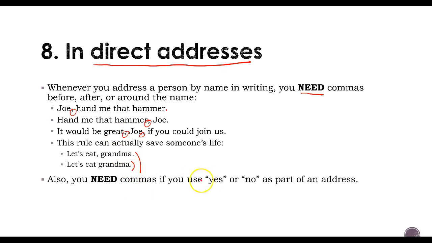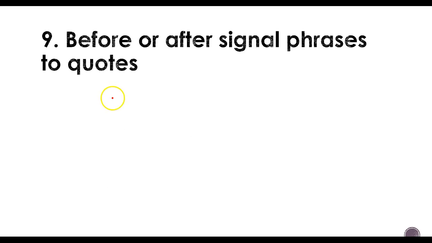So you also need commas if you use the word yes or no as part of an address. Yes, Virginia, there is a Santa Claus. So in this one we have both rules. Since we're starting with yes, we put a comma here, but we also need commas around Virginia since we're addressing her directly. No, I can't go. Whenever you're addressing somebody directly with yes or no, you need a comma. So there's number 8, direct addresses. Let's take a look at number 9. You need commas before or after signal phrases to quote. You might remember this from our quoting and APA section.